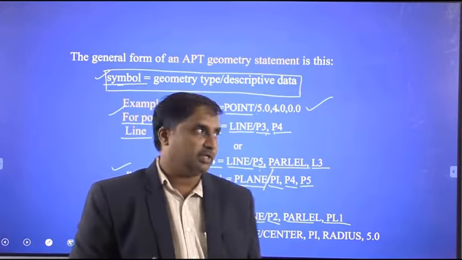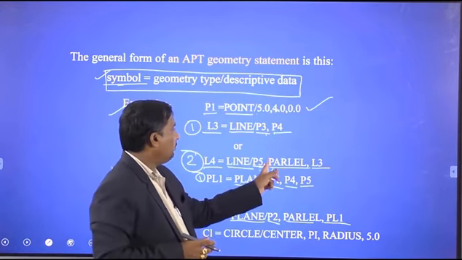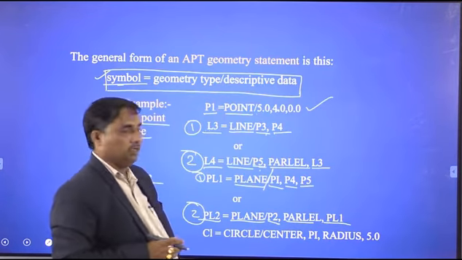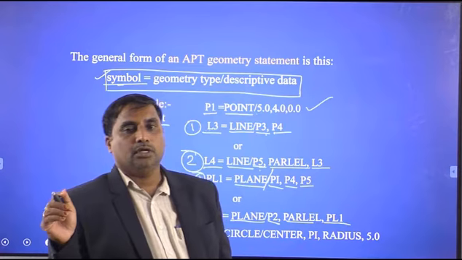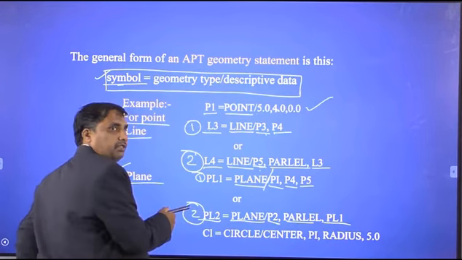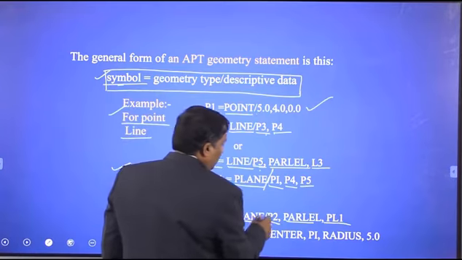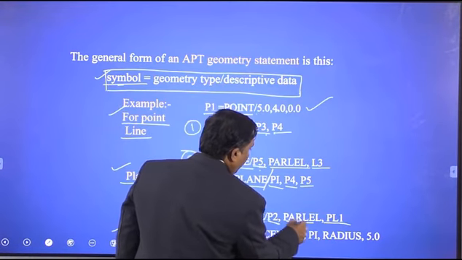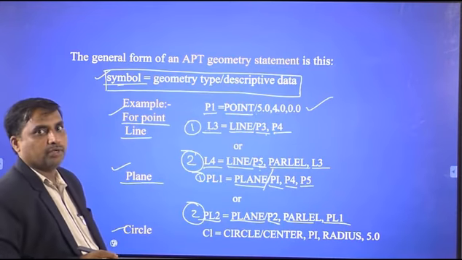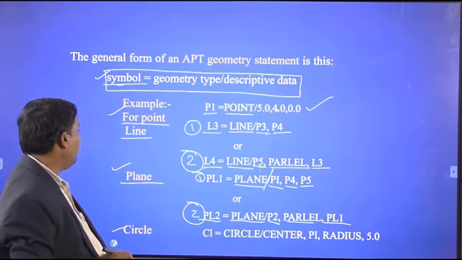Parallel, comma, plane 1. The syntax you have to remember here is parallel, so plane, line, point. These are English words, syntax you have to remember. So the other way of defining plane 2 is plane slash passing through P2 parallel to plane 1. Okay, so there are two methods I have explained for defining the plane.